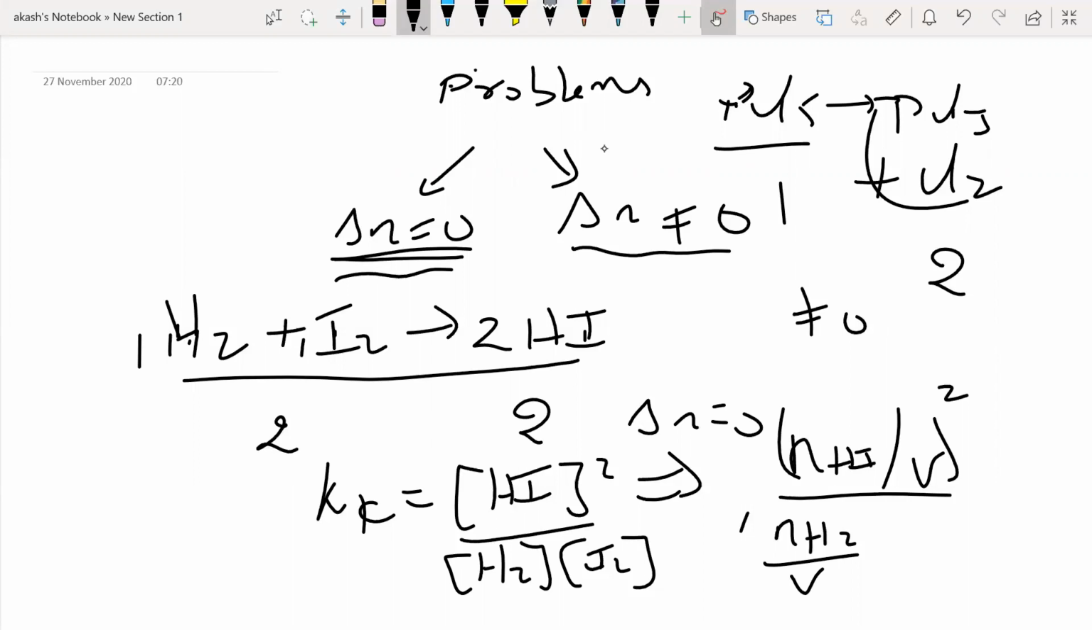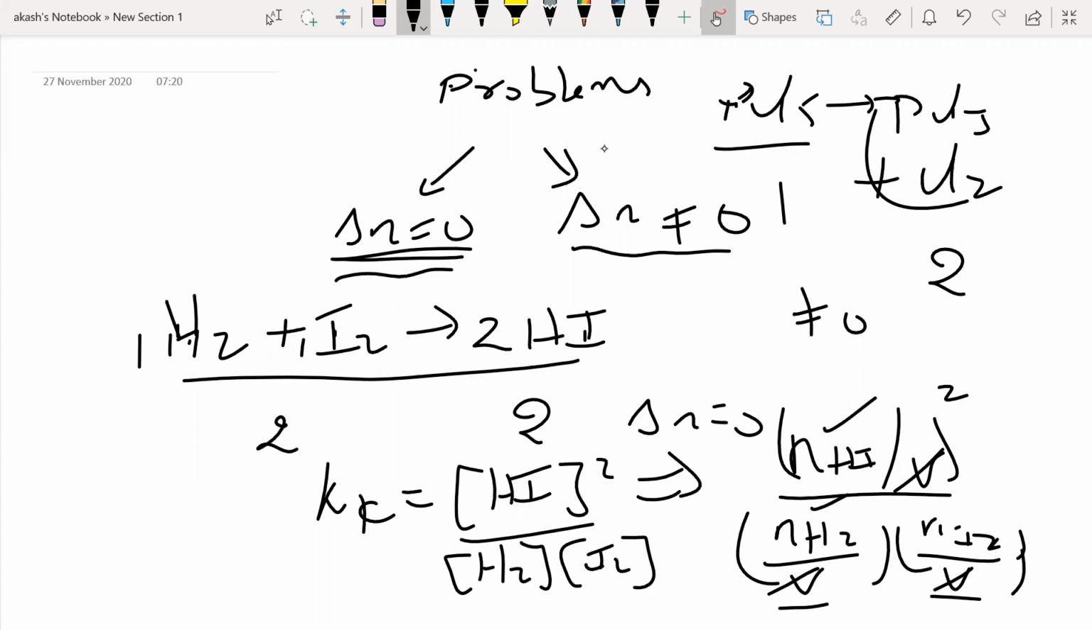Okay, so number of moles of H2 by volume, and at last I have number of moles of I2 divided by volume. Now what you see here is that the volume terms are going to get cancelled, isn't it? I have numerator v squared, again denominator also I have v squared. So all these v's get cancelled. So what is remaining? I basically have number of moles directly.